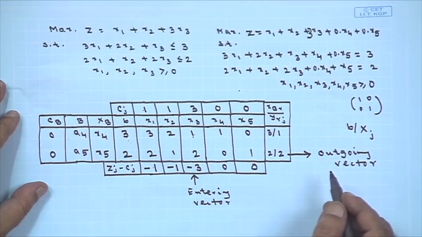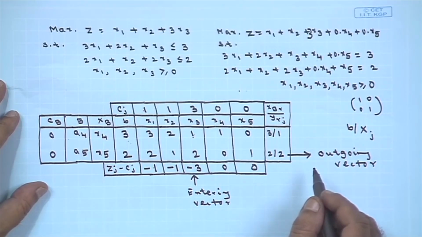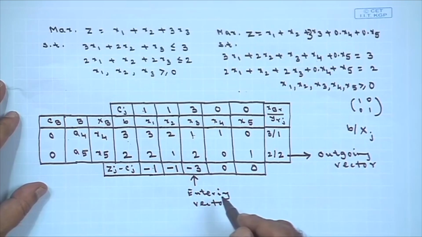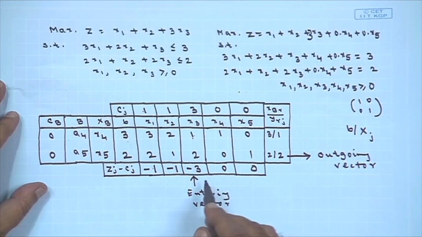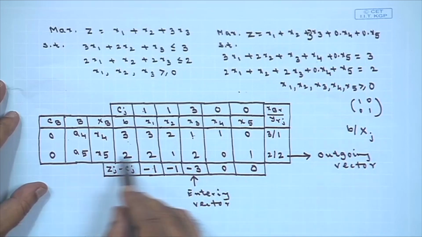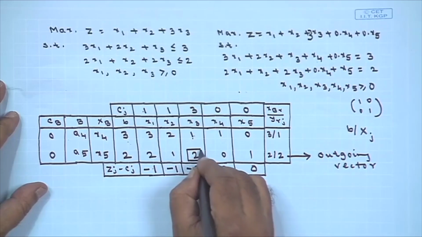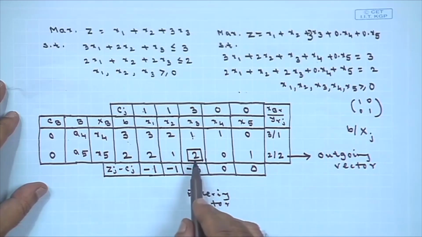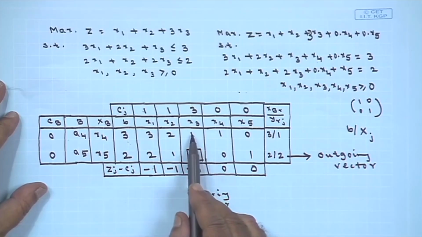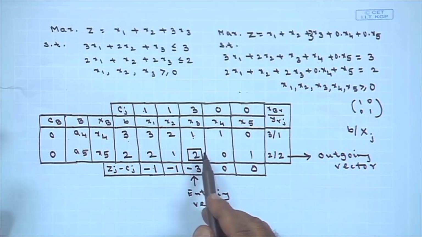And what is the pivot element? The pivot element is the intersection of the column and the row corresponding to the entering vector and outgoing vector. So, this is the column for the entering vector and this is the row for the outgoing vector. So, the pivot element will be this one. Since the pivot element is this, in the next table what I have to do? I have to make this one as 1 and all other elements of this column as 0. So, I have to do it now.